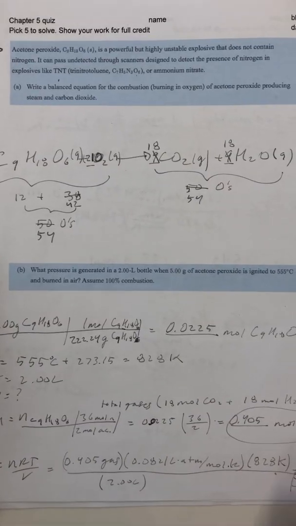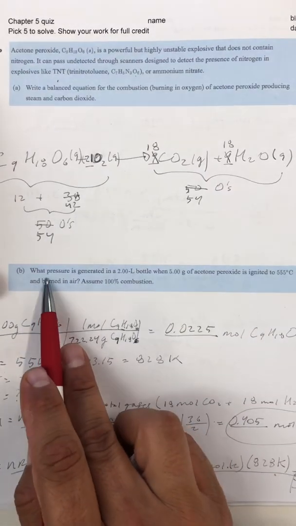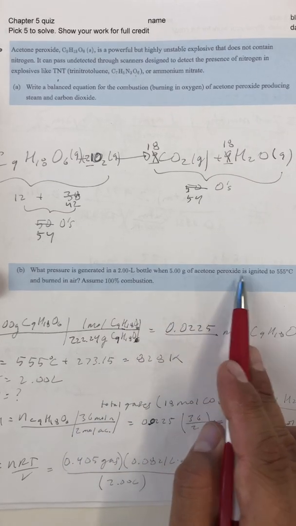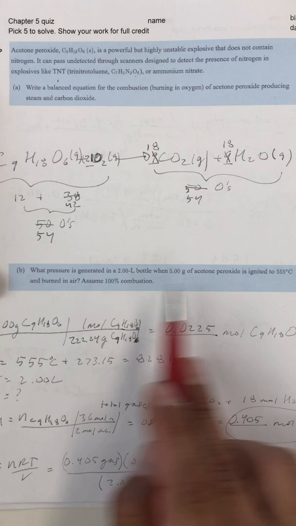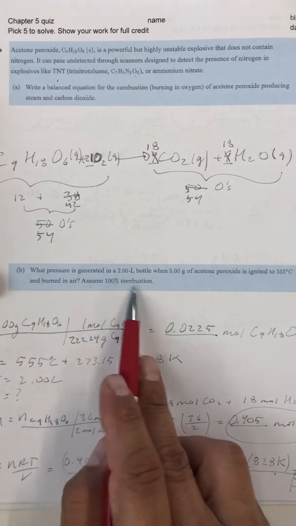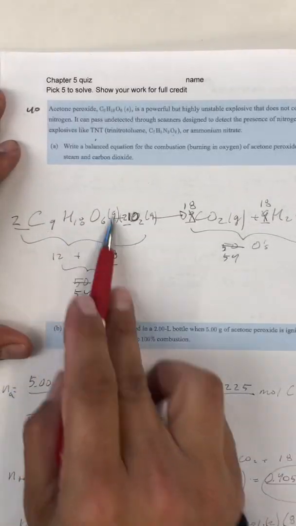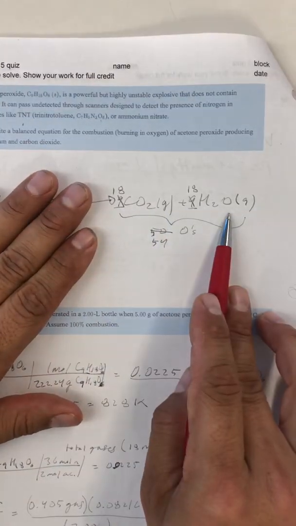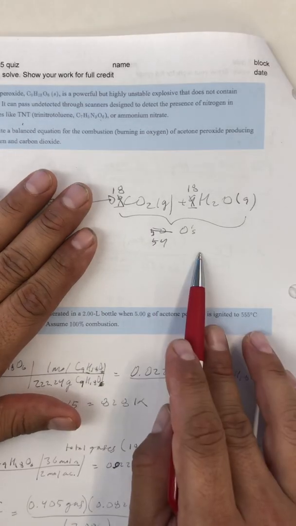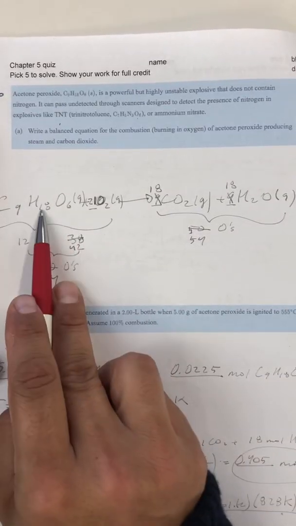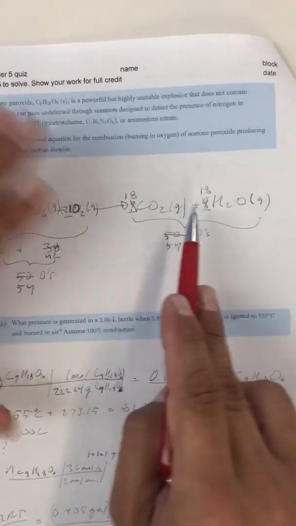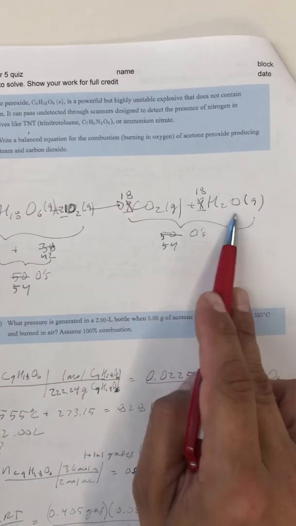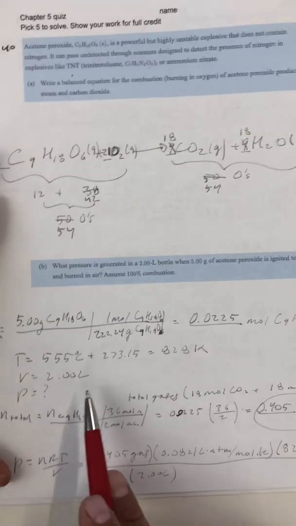This next part, a lot of people struggled with this because it said, what pressure is generated in a 2-liter bottle when 5 grams of acetone peroxide is ignited and burned in air? Assume 100% combustion. That means that 100% of this reacts with this to create CO2 and H2O. So we're not actually asking for the pressure of this in the container, we're asking for the pressure of this. And really, it's all about figuring out the number of moles of the compound. So let me show you what I'm talking about.